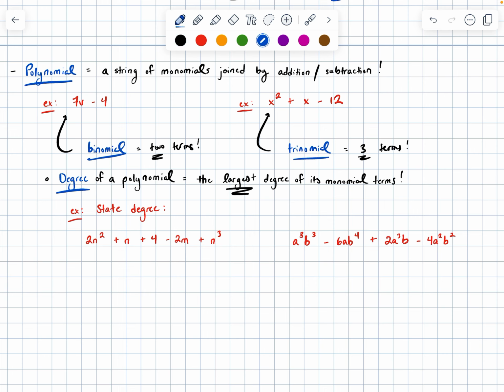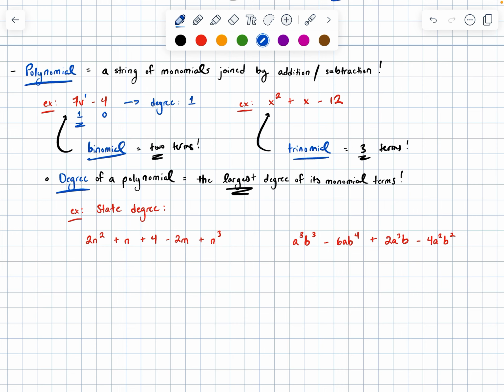For 7v minus 4, for example, the way that I would do that, well, 7v, v has an invisible exponent of 1, so the degree of this term is 1. 4, right, it has a degree of 0, just like any number. So that tells me that for this whole polynomial, its degree is going to be the biggest one that I see. So this is a first degree polynomial.